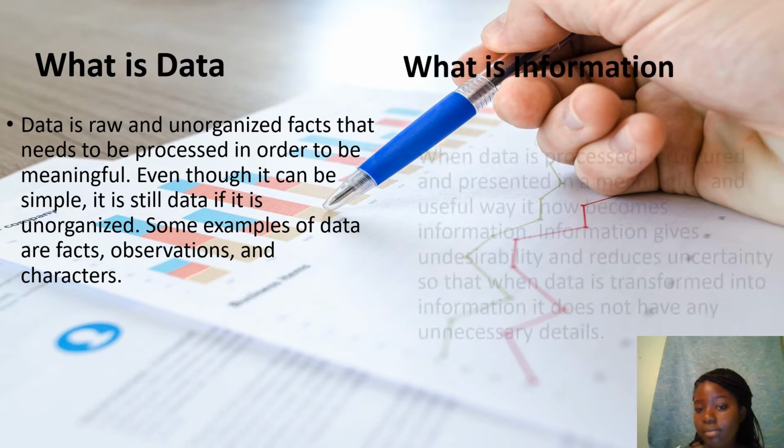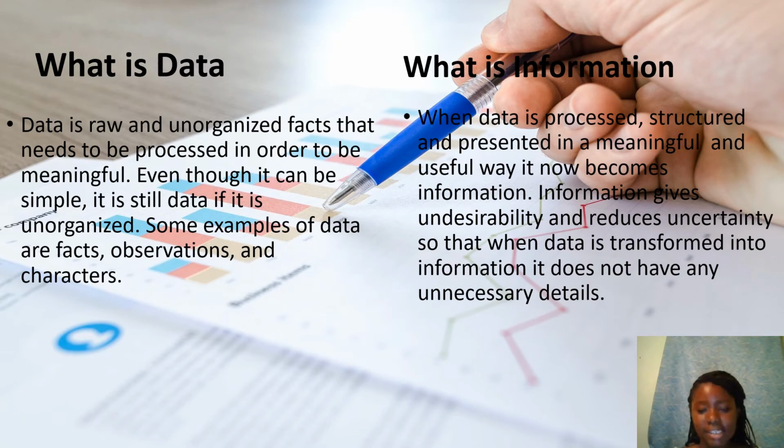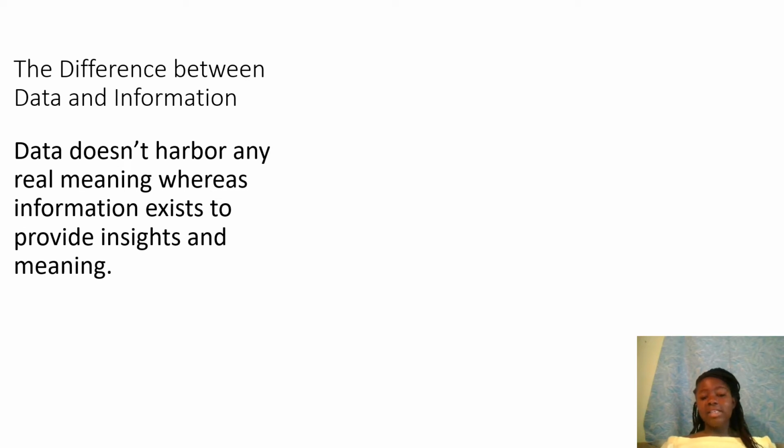What is information? When data is processed, structured, and presented in a meaningful and useful way, it now becomes information. Information gives desirability and reduces uncertainty, so that when data is transformed into information, it does not have any unnecessary details. You may ask me the difference between data and information. Data doesn't have any real meaning, whereas information exists to provide insights and meaning.